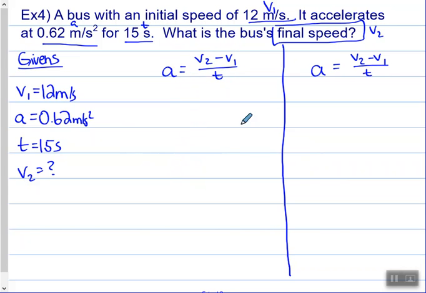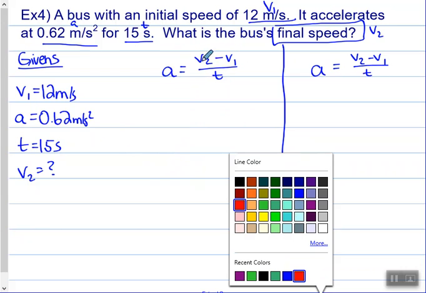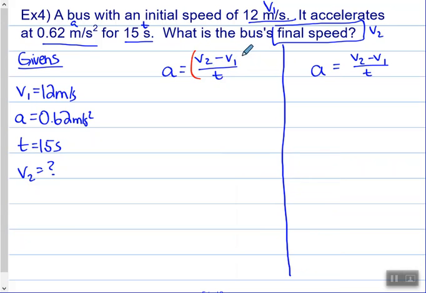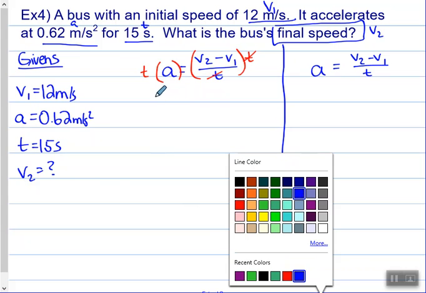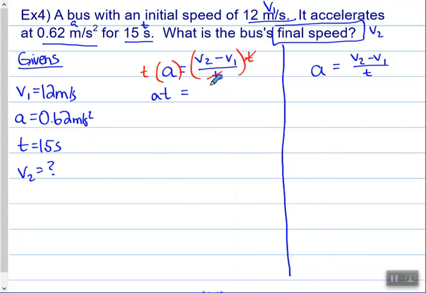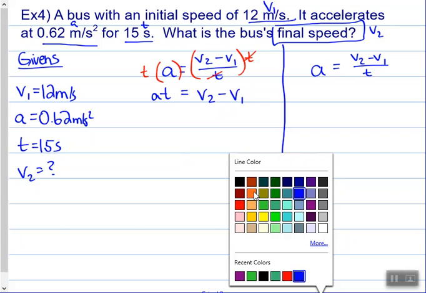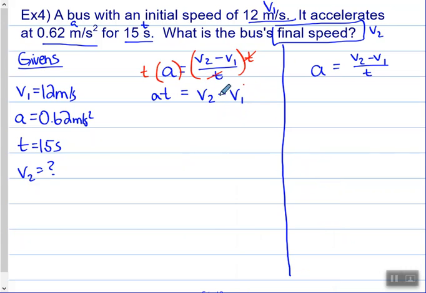Okay, so solving for V2. First off, V2 minus V1, they're both upstairs. T is downstairs, so T is farther away. Let's get rid of T. Okay, so T is gone. And we get, and I'll just write it alphabetically, AT equals V2 minus V1. Next step, solving for V2. So it's V2 minus V1, so add V1 to both sides. Add V1. Ay, caramba, what did I just do?